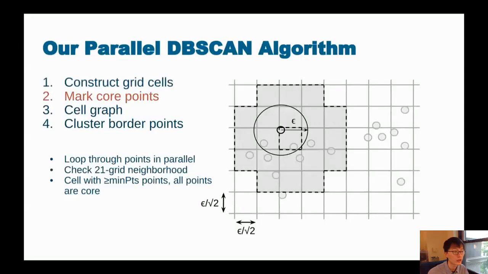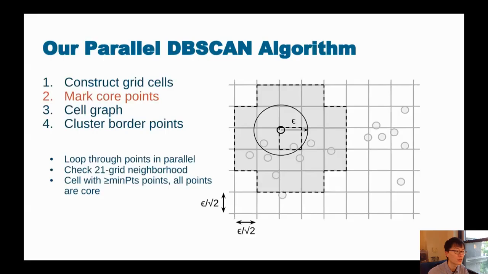With the grid, we'll go ahead and mark the core points. We'll loop through the points in parallel. Before that, for each point, we have to check its epsilon circle and every point inside. With the grid data structure, we're able to guarantee that all points that previously fell into the epsilon circle must now be in the 21 cell neighborhood.